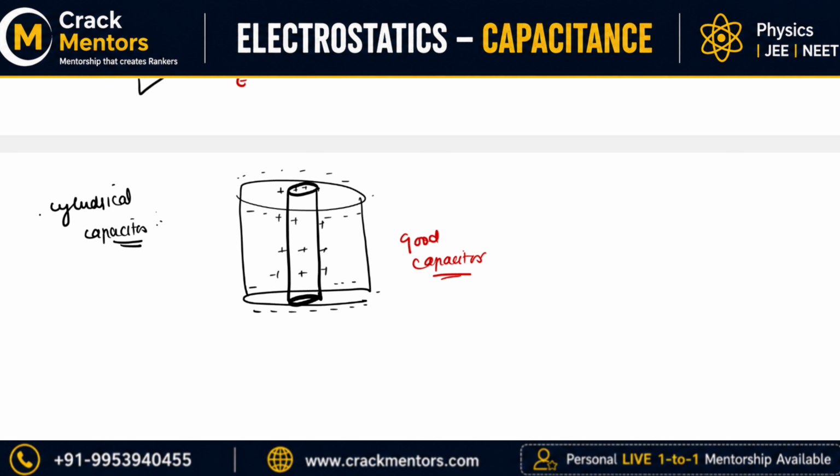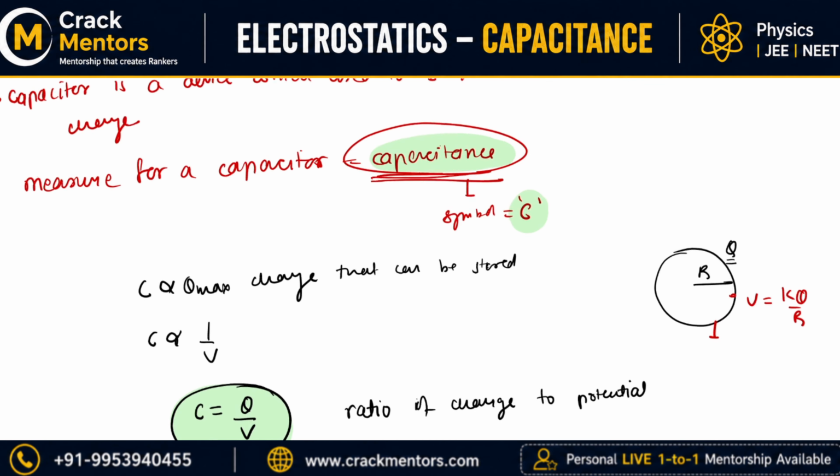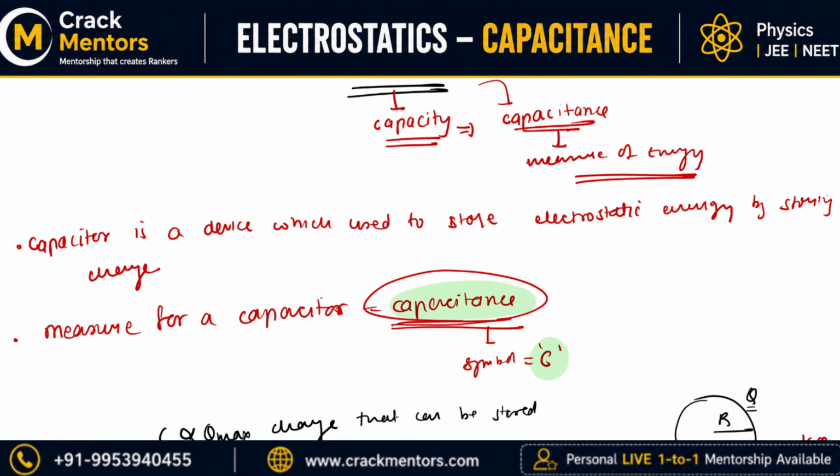Perfect. This was something we are required to know. Let me repeat it again. What is a capacitor? A capacitor is a device used to store electrostatic energy by storing charge. Because if there is charge, there will be an electric field, and the electrostatic potential energy is stored in it. To measure the capability of a capacitor, I introduce a term known as capacitance, the measure of the capacity of a capacitor.